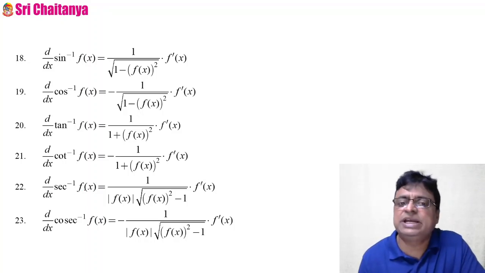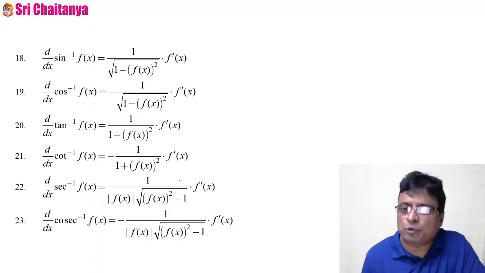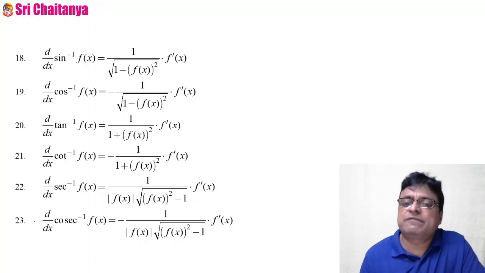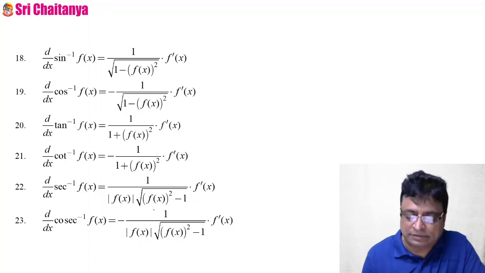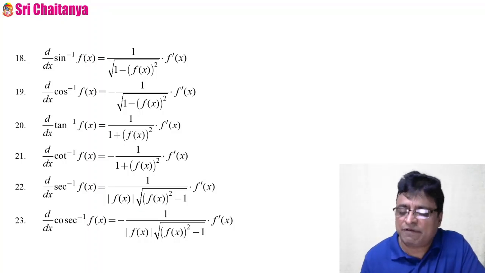d by dx of secant inverse f of x is 1 by mod f of x into root of f of x whole square minus 1 into f dash x. d by dx of cosecant inverse f of x is minus 1 by mod f of x into root of f of x whole square minus 1 into f dash x.